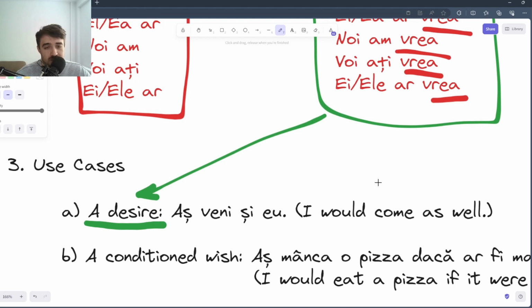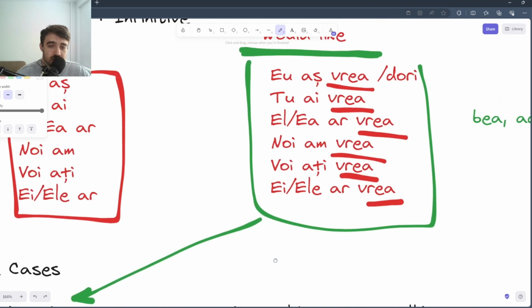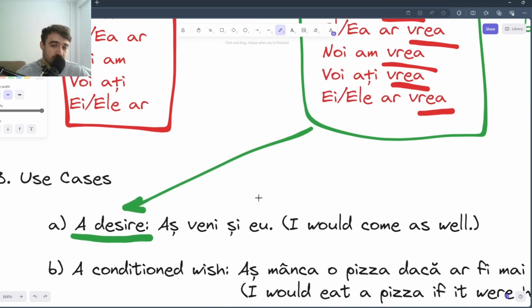But you could say it with aș veni and avoid this conjunctive or subjunctive, aș vrea să vin. Or you can just say this. Hope that makes sense.